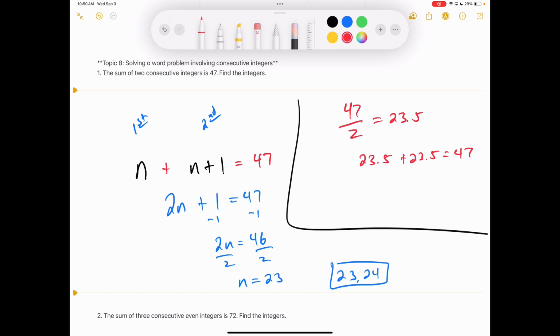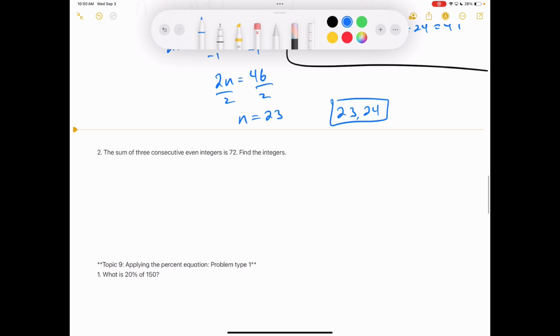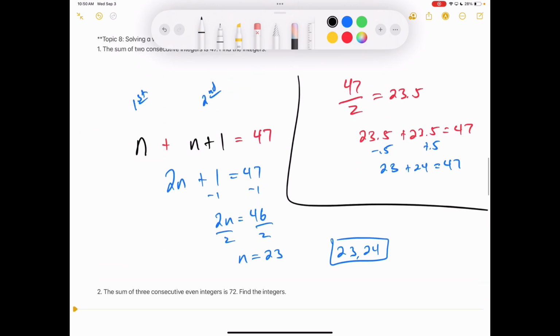23.5 plus 23.5 is 47, right? What are 2 numbers around 23 that I can make to add up to 47? What if I just subtracted the 0.5 here and added the 0.5 here? It'd be 23 and 24 add up to be 47. So dividing it by 2 gets you in the ballpark, and then you just kind of look at it and guess from there. That is fine.